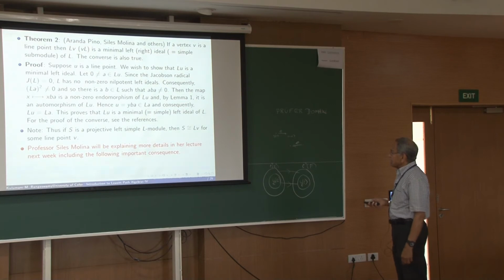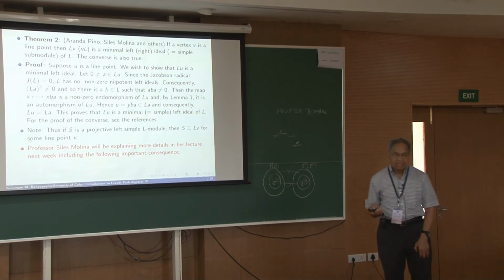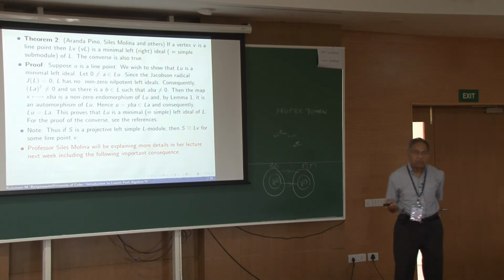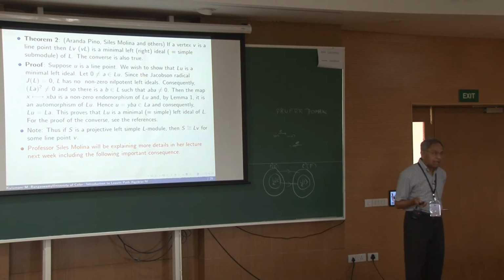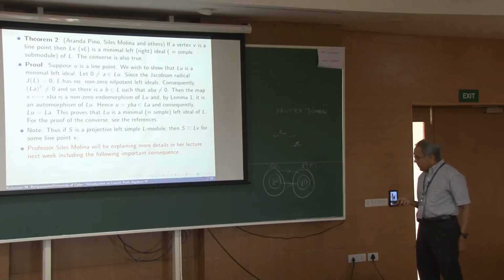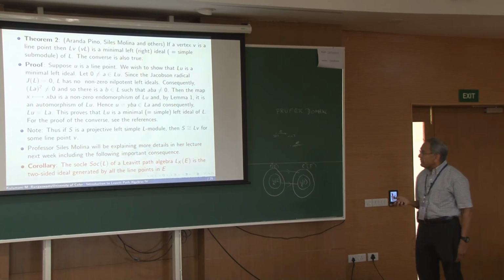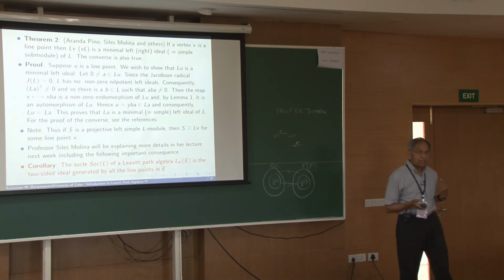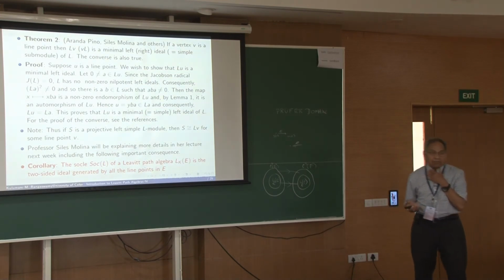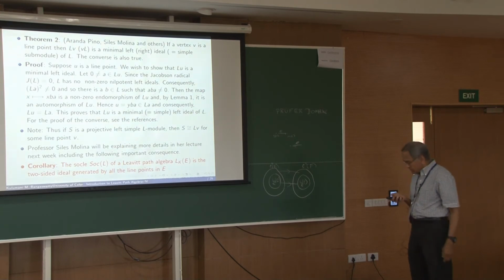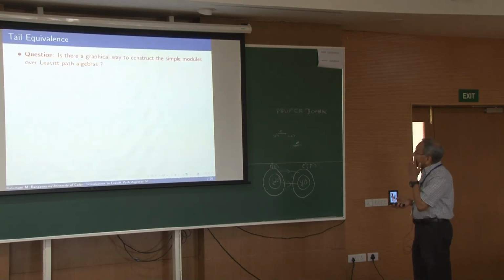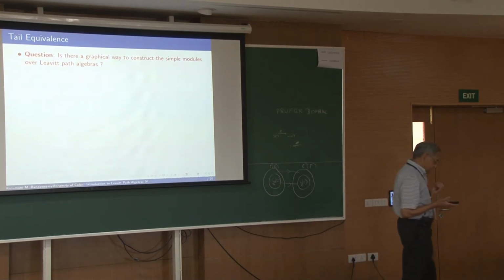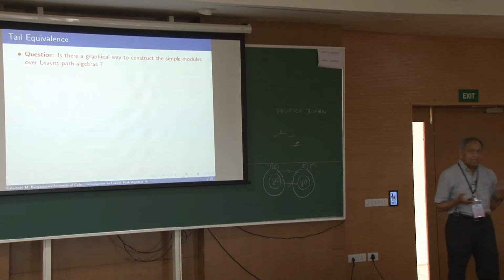As I mentioned, I think she's going to talk about the socle. The socle, as you know, is the sum of all the minimal one-sided ideals in a way. And we could show, and perhaps you will be showing, that the socle of a Leavitt path algebra is precisely the two-sided ideal generated by all the line vertices. So there is a geometrical connection to that. So what we have here is one way of constructing minimal left ideals here.